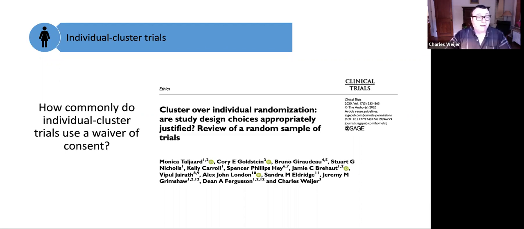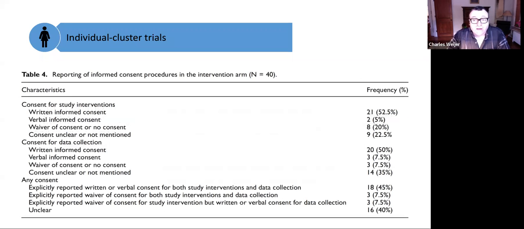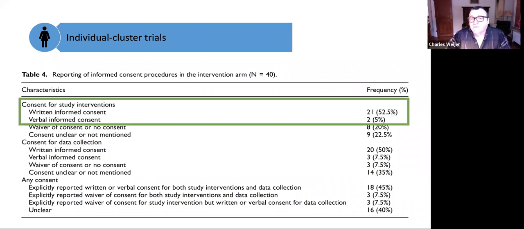So, led by my colleague, Monica Taljaard, in 2020, we published a review of a random sample of 40 cluster randomized trials evaluating individual level health interventions. We looked at a number of things, including consent for the study intervention. And we found that in 23 out of 40 of these individual cluster trials, it was reported that informed consent was obtained for the study intervention. 21 of these used written informed consent, and 2 of these used verbal informed consent.